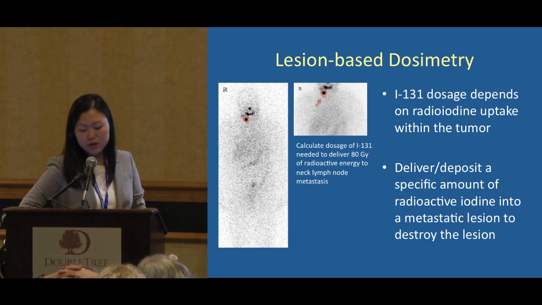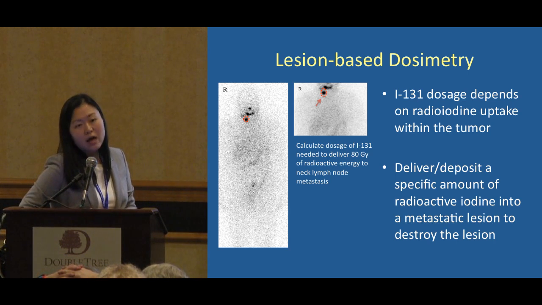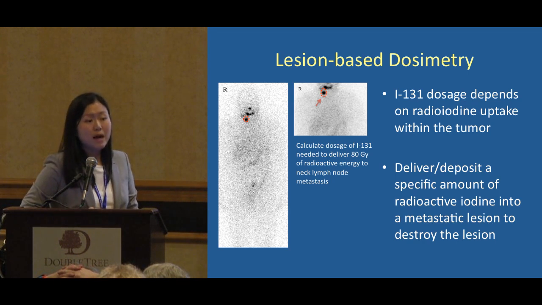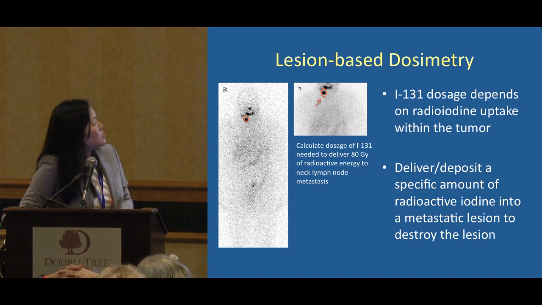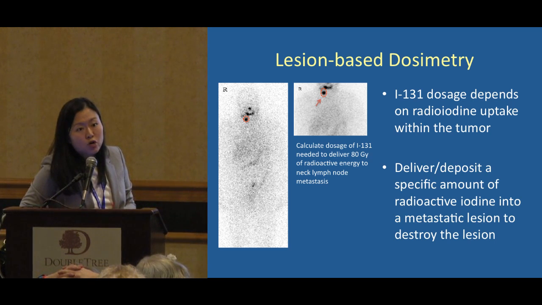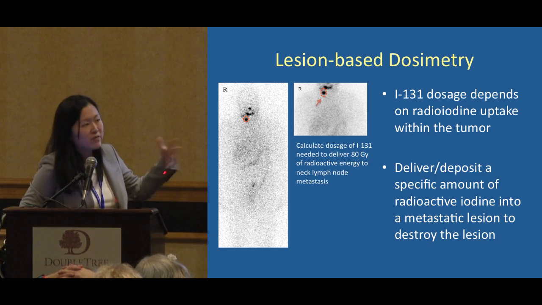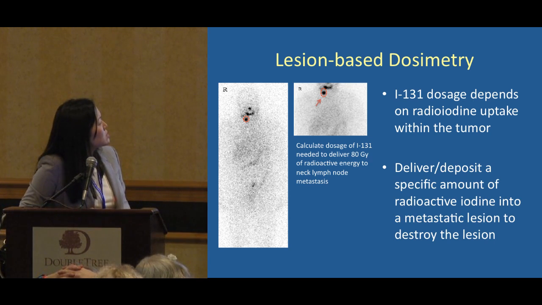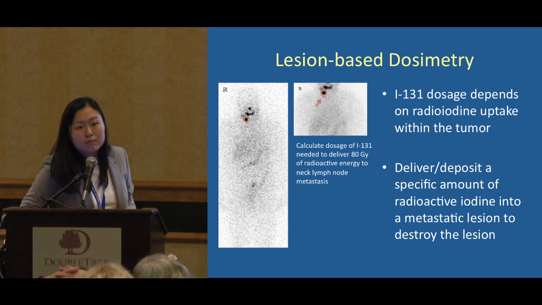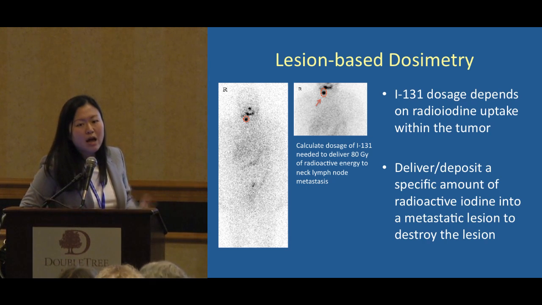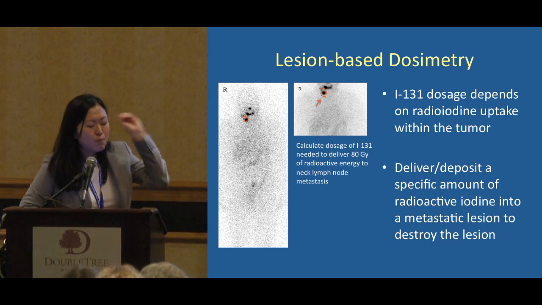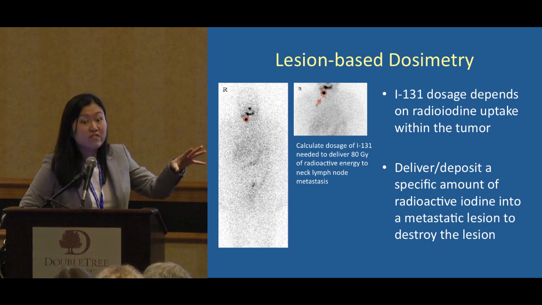So what is lesion-based dosimetry? With lesion-based dosimetry, we'll have the patients get an I-131 scan or an I-123 scan, and we figure out, so here's an example of a real patient. This patient clearly has neck lymph nodes that take up radioactive iodine. This is recurrent thyroid cancer; this patient had treatment previously. So what you would do is figure out how much radioactive iodine this lymph node containing cancer takes up, and based on that, figure out how much radiation we need to put into this metastatic thyroid cancer to get rid of it.